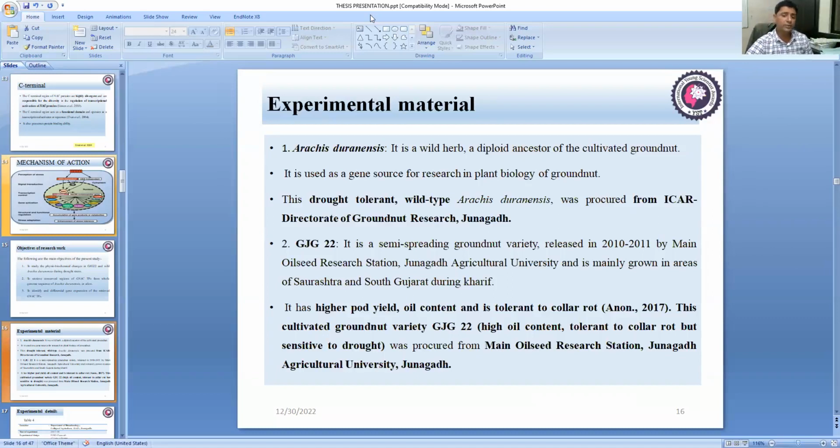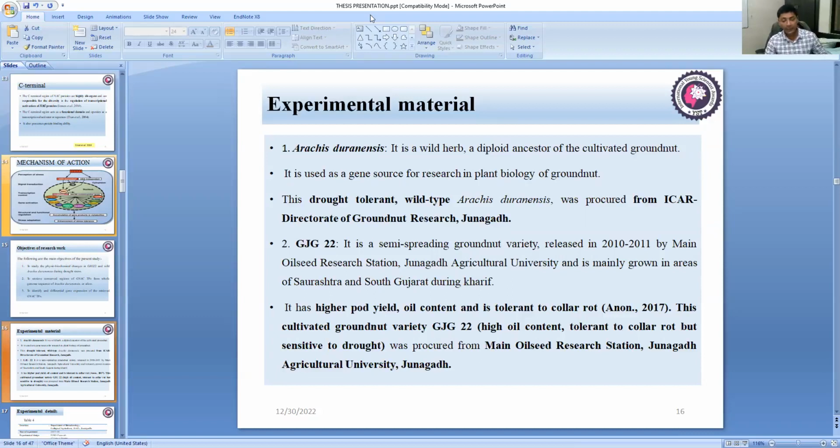The main features, if I'm not wrong, are that it has a higher oil content and is tolerant to collar rot. If you look at the Saurashtra belt, the major issue is collar rot disease, which can decline production in groundnut cultivation.